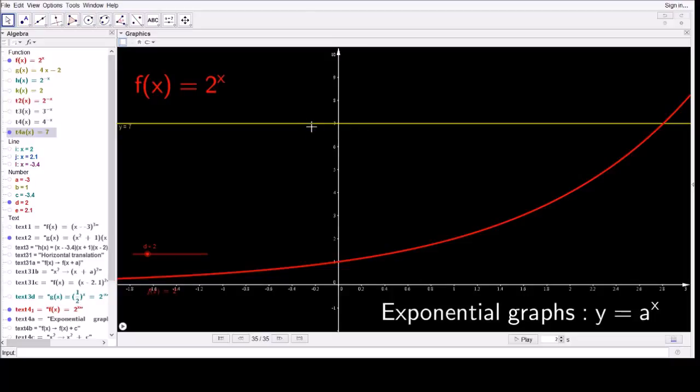So we want to solve the equation 2 to the x is equal to 7. You won't be assessed on this, but let's have a look at some slides and I'll explain exactly how we could estimate the solution to a problem like this. We want to find the value of x such that 2 to the power of x is equal to 7, and we're going to use the graph to solve that problem.